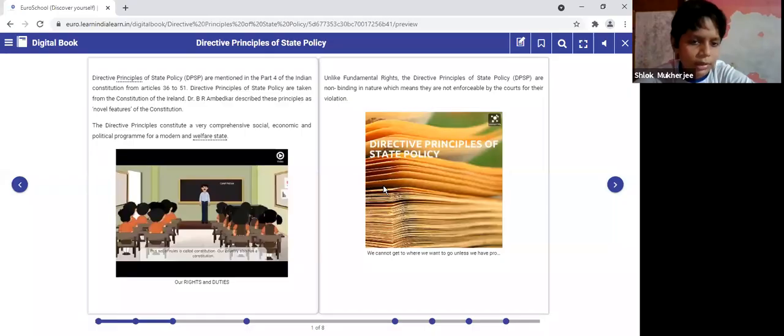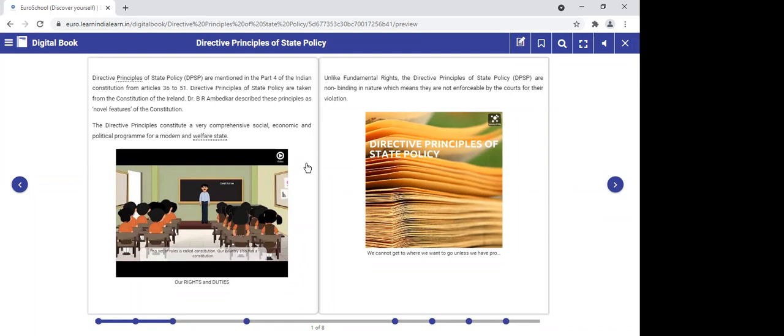Articles 36 to 51. Directive principles of state policy are taken from the Constitution of Ireland. Dr. B.R. Ambedkar described these principles as noble features of the Constitution. The directive principles constitute a very comprehensive social, economic, and political program for a modern and welfare state.